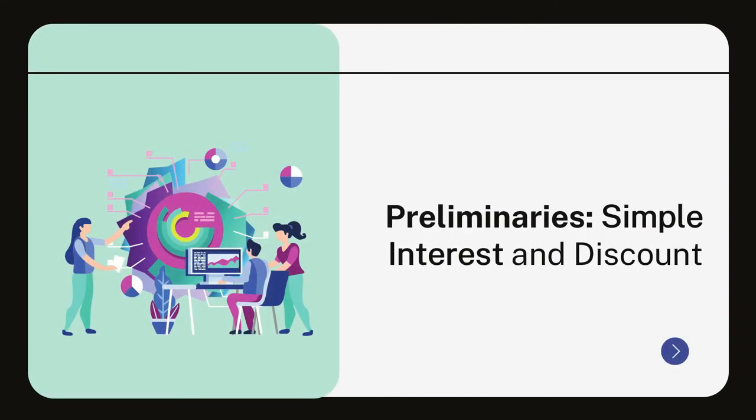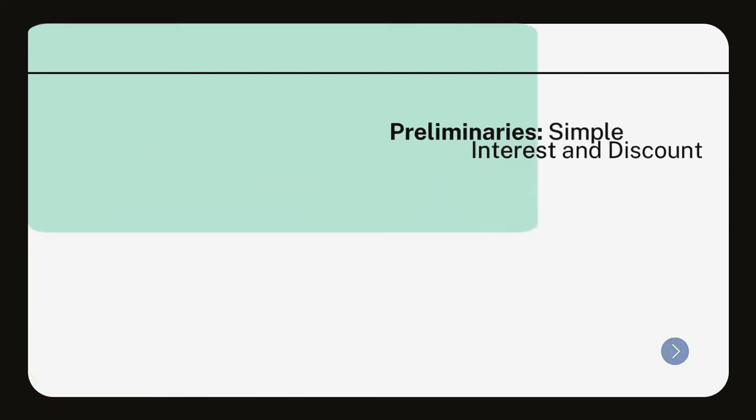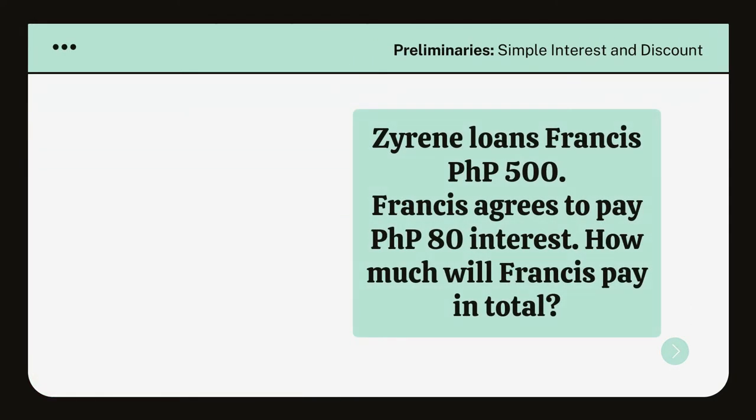All right, so here's our preliminaries, simple interest and discount. Zyrene loans Francis 500 pesos and Francis agrees to pay 80 pesos interest. So how much will Francis pay in total? So the answer here, of course, is 580. And the reason behind that is simply, we just added 580. But why do we have an 80? Why did Francis agree to pay an additional 80 pesos?